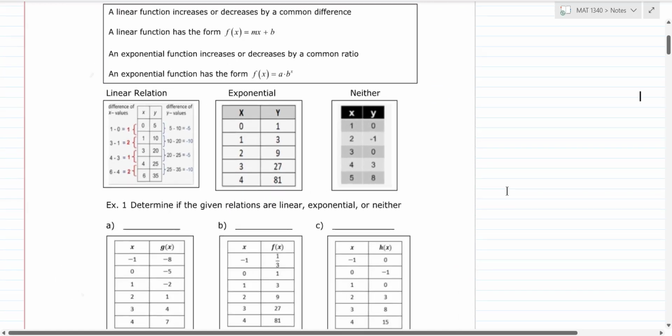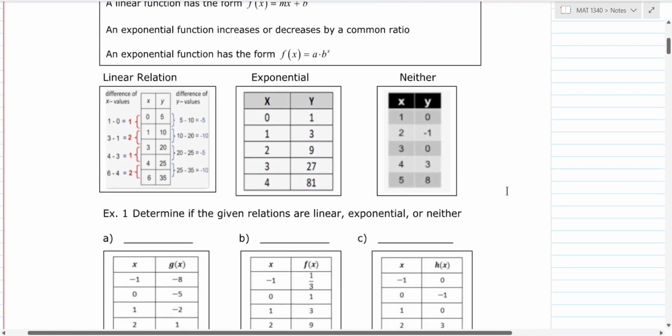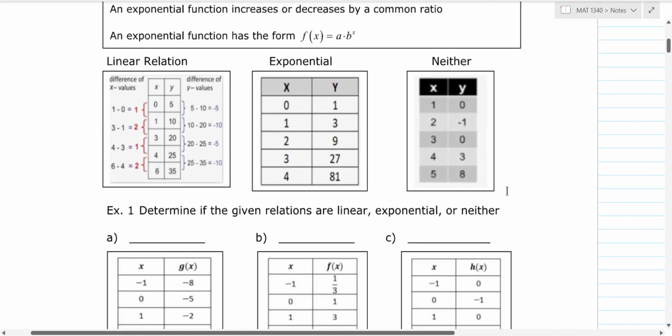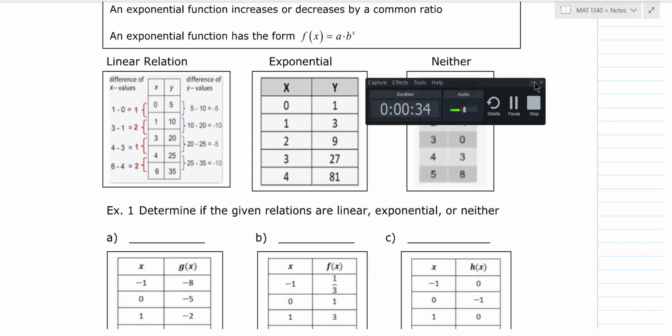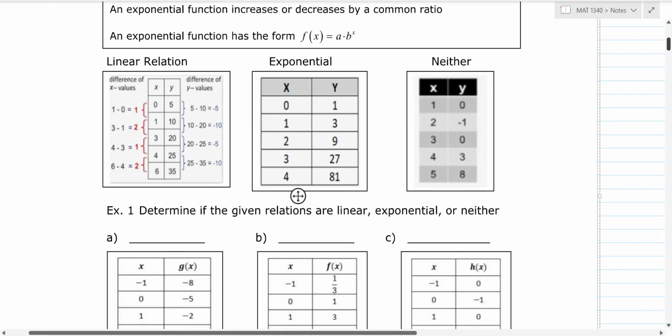So let me just take this example, kind of zoom in on this and show you how this goes. So the way a linear relationship works is like this. All right. So the idea is, notice that as you go up by 1, y is going up by 5.